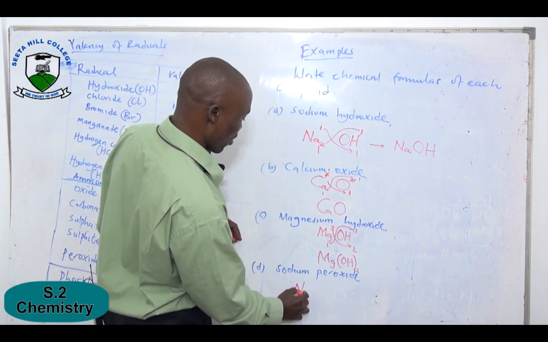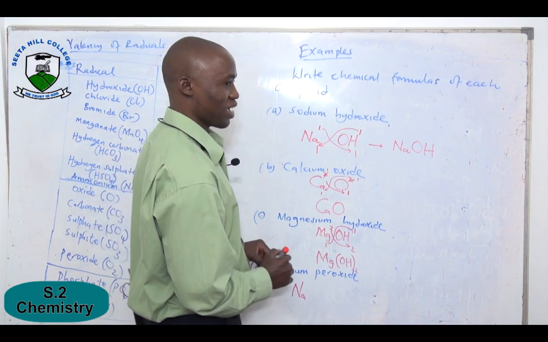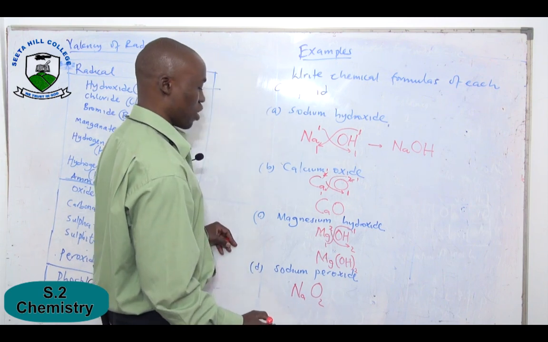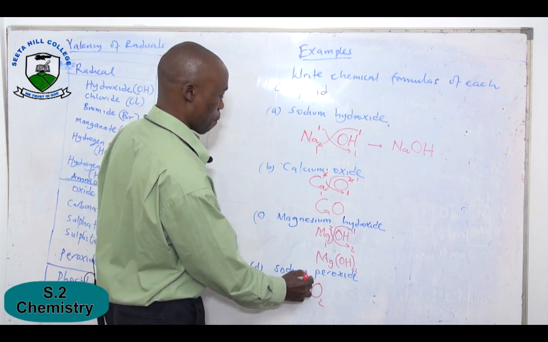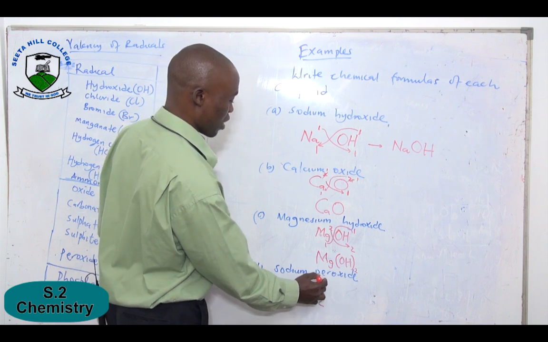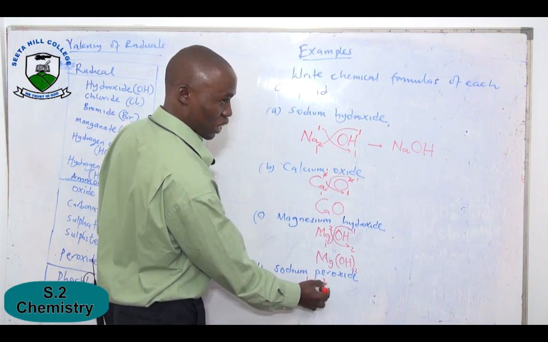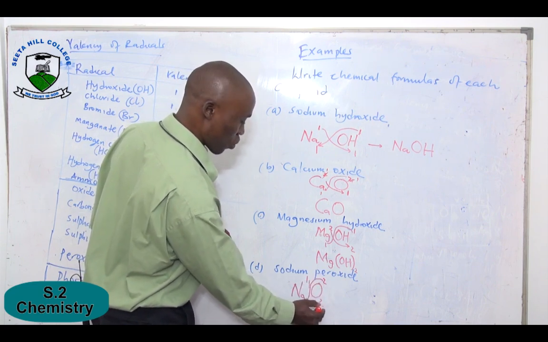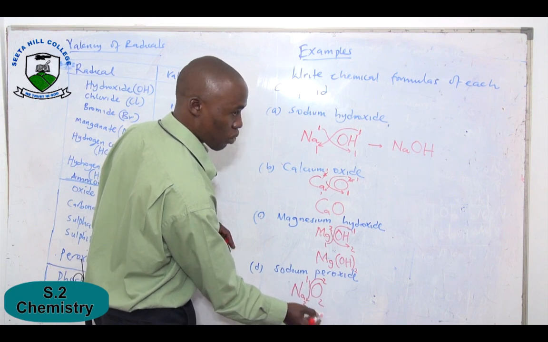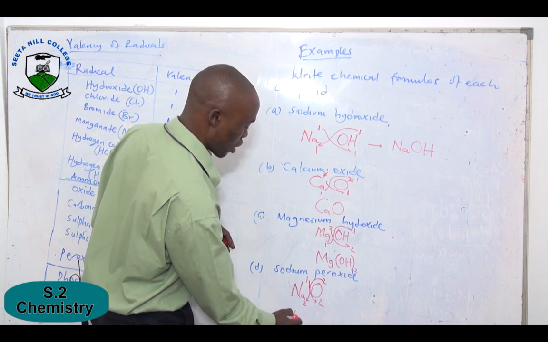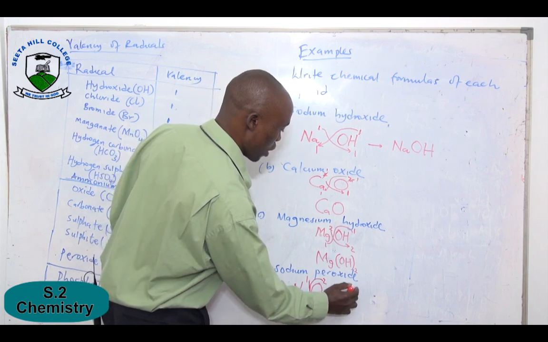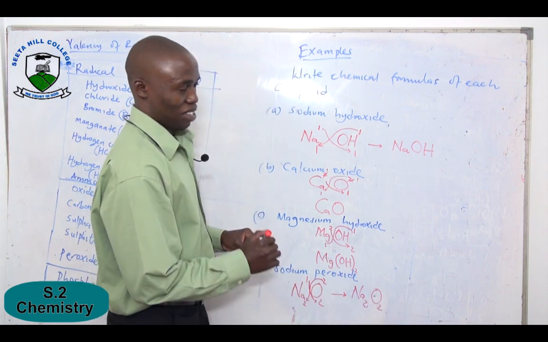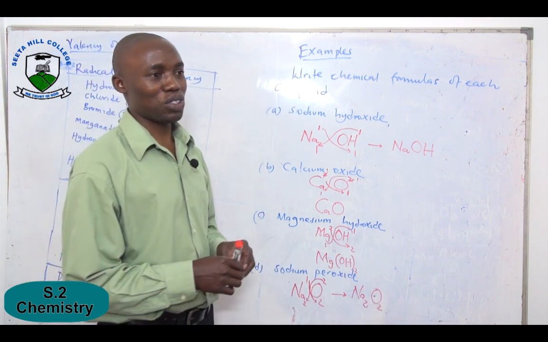Sodium is Na, not so? Peroxide is? It's like O2, not so? Yes. Valence of sodium? It's 1. Peroxide? 2. Here there is no common factor. Therefore these two will come here. And this one will go down, but 1 is 1. Not so? 1 does not affect anything. Therefore, you remain with Na2O2.